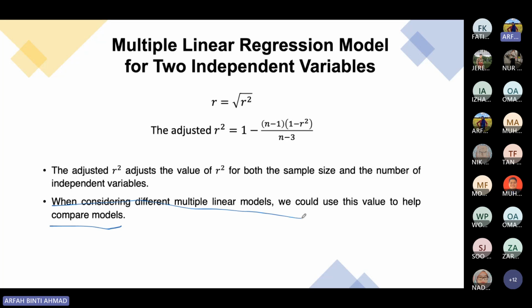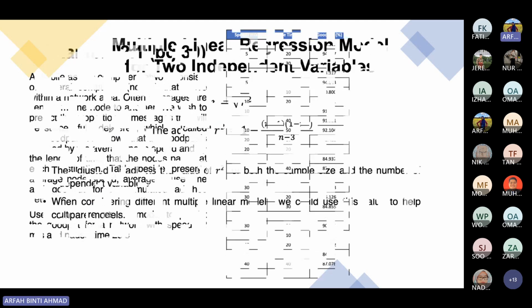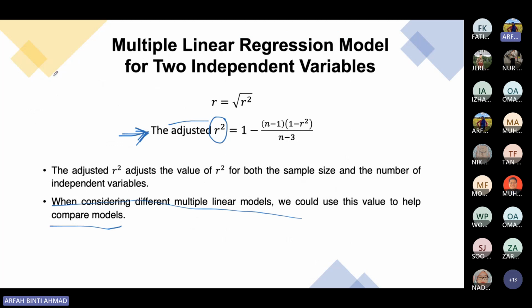So we will take a look into the value of this R squared or the adjusted R squared. The closer the value is to 100%, meaning that will be the model that is best fit for the data, and that model will be the one that we are going to select compared to any other models. Okay, so that is the idea about multiple linear regression model.